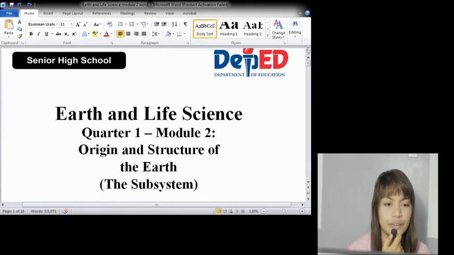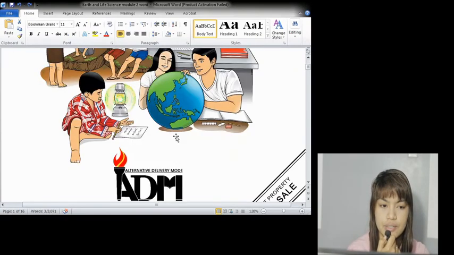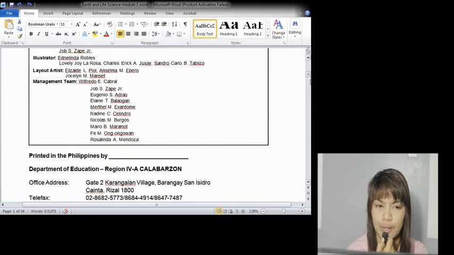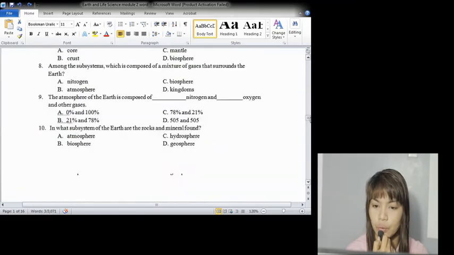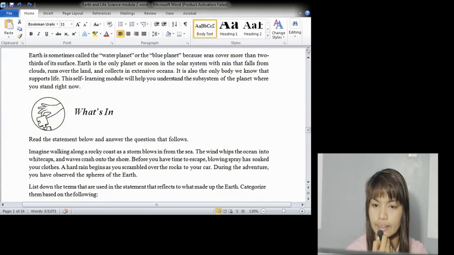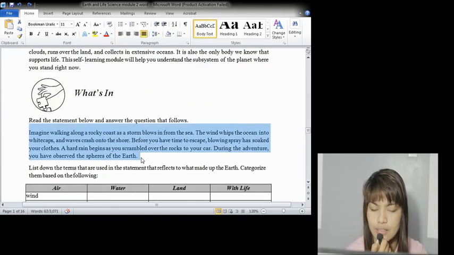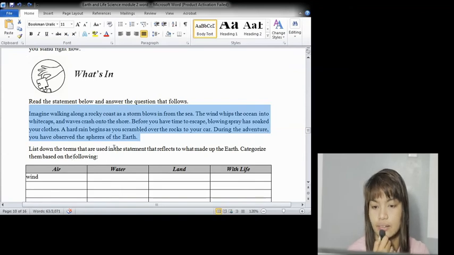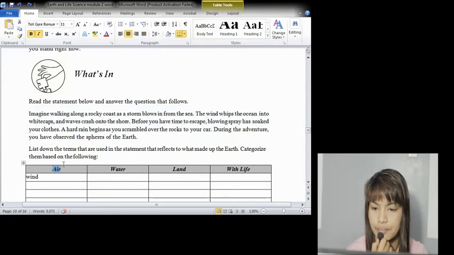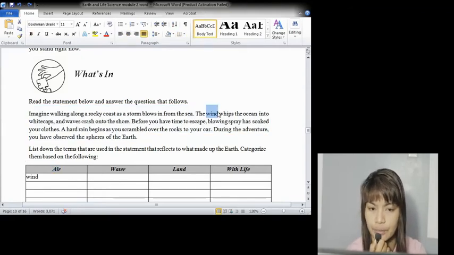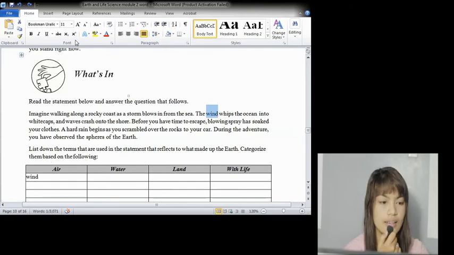So here, origin and structure of the Earth, the subsystem. So same with module 1, you're going to answer first what I know, 15 questions also, and then next go to what's in. You're going to read the statement here. It's a short, not a story, but a statement. And then you're going to list down the terms used in the statement that reflect the 4 subsystems. For example, we have here air, so I have here an answer. We have here the wind, categorized as air.